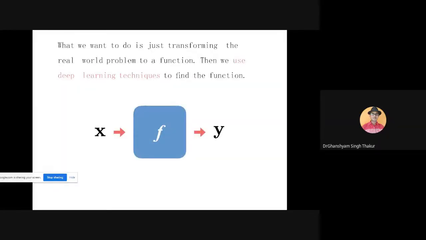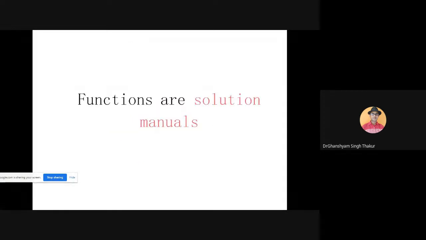Asking a good question is very important to develop and formulate any problem. What we want to do is transform the real-world problem into a function. Then we use the deep learning technique to find the function. So you have the problem, and this problem you have to convert into a function, and you will get the output. First of all, you have to have some problem, then you have to find the function, and you will get the solution. So functions are the solution manuals.